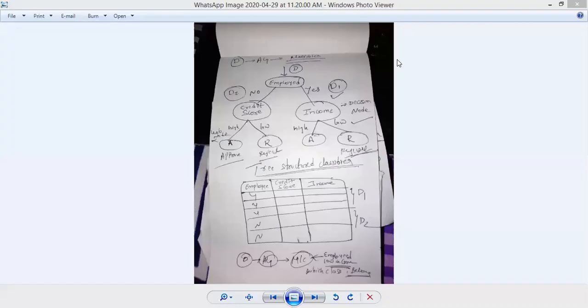Okay, so we were discussing the decision tree. What happens whenever I want a decision tree? I'm going to give the input. Obviously, the input will be a data set.